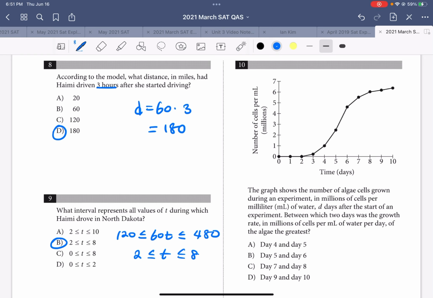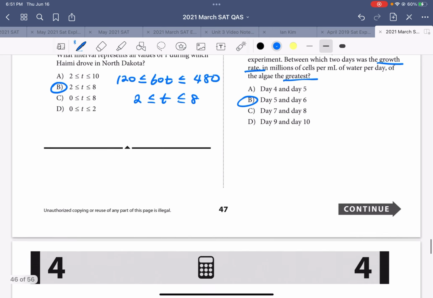So the question is, when is the growth rate greatest? That means which slope is steepest? Right here, right? That slope is steepest. So should it be between 5 and 6? So answer B. Okay. So rate greatest means the slope greatest. So that's between 5 and 6 days.